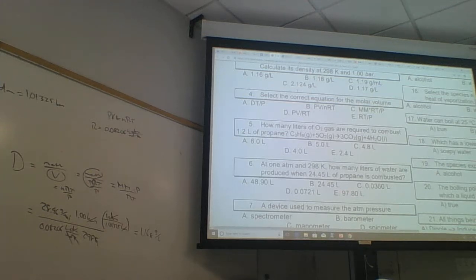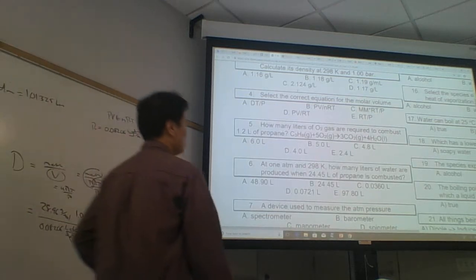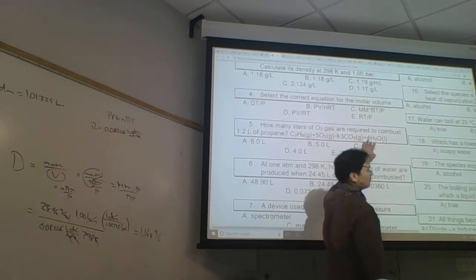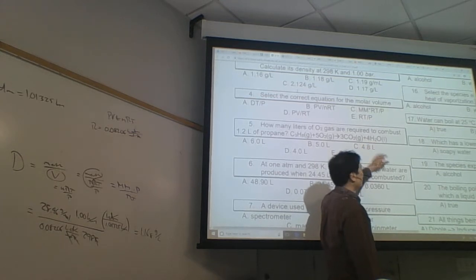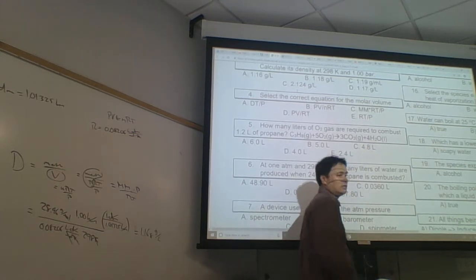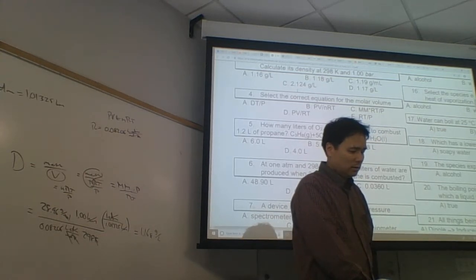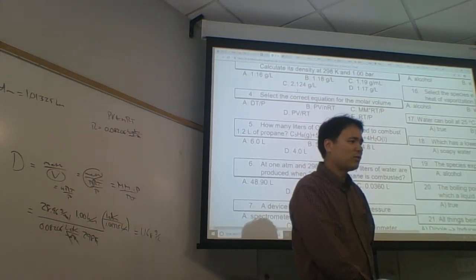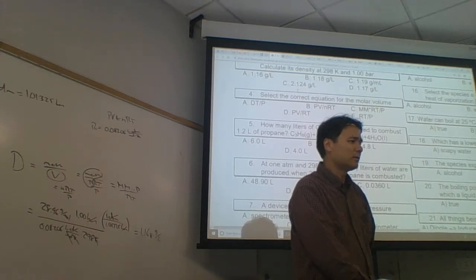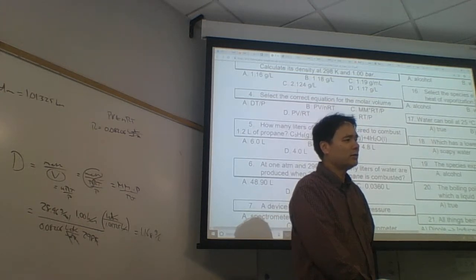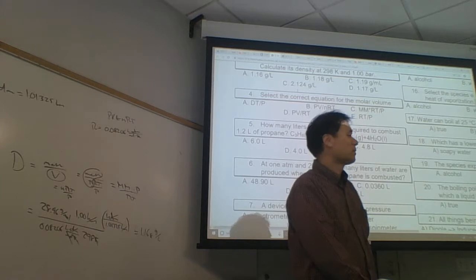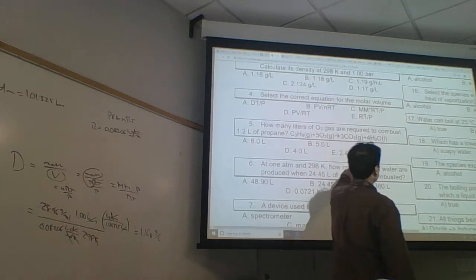D is the correct answer. How come? Well, how much does a mole of water weigh? 18 grams. 18 grams is how many milliliters? 1 gram of water is approximately how many milliliters? 1 milliliter. So 18 grams is 18 milliliters. And so 1 mole of water is 18 milliliters.